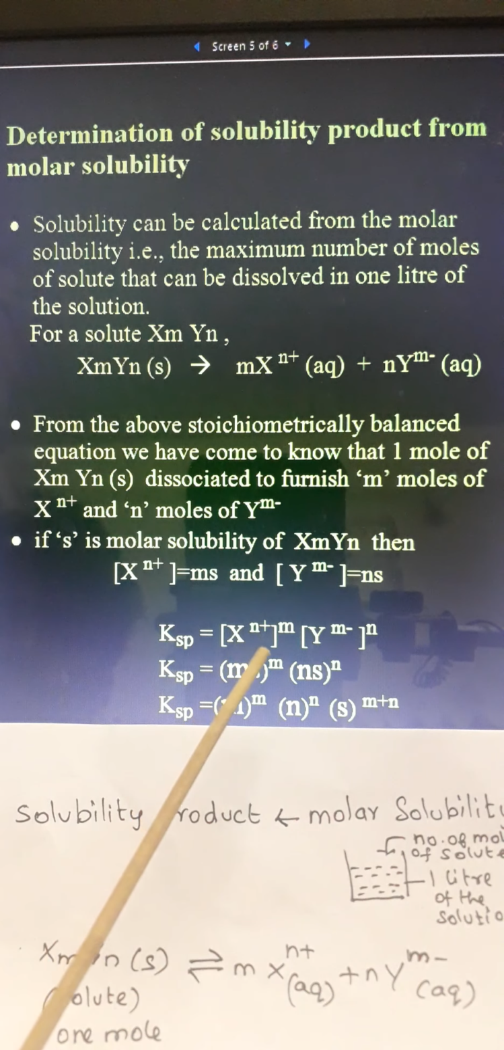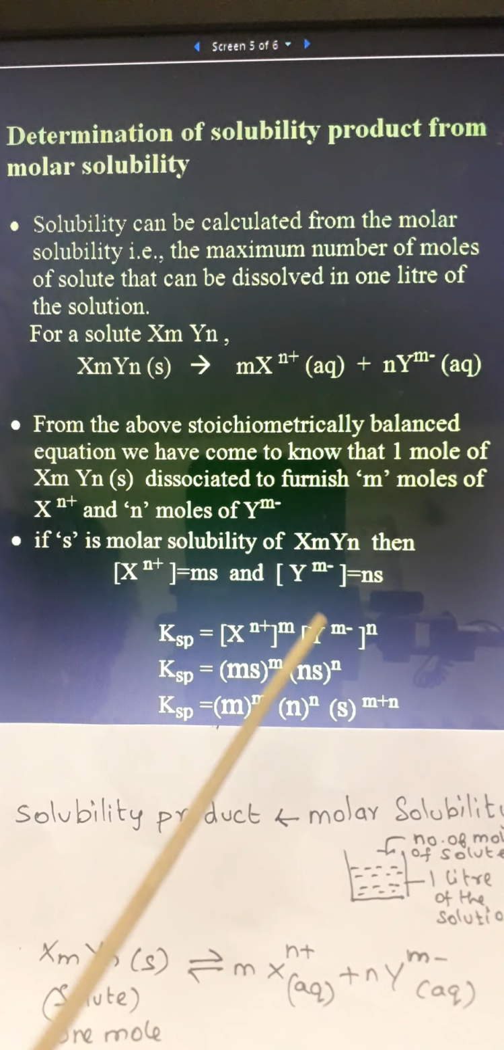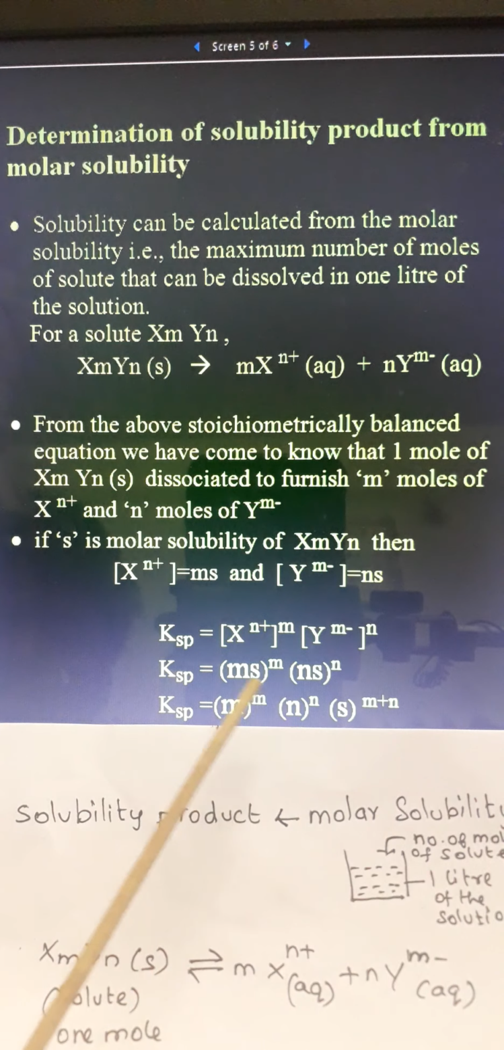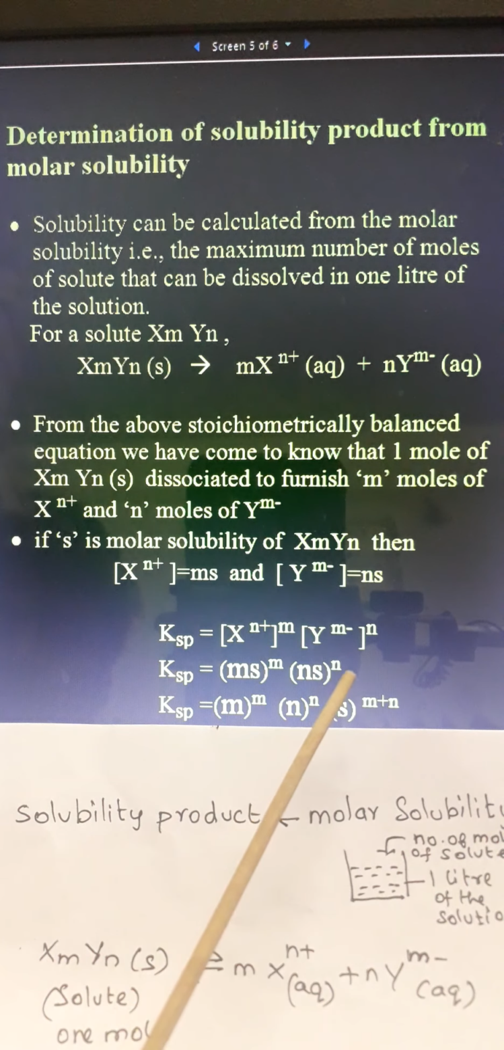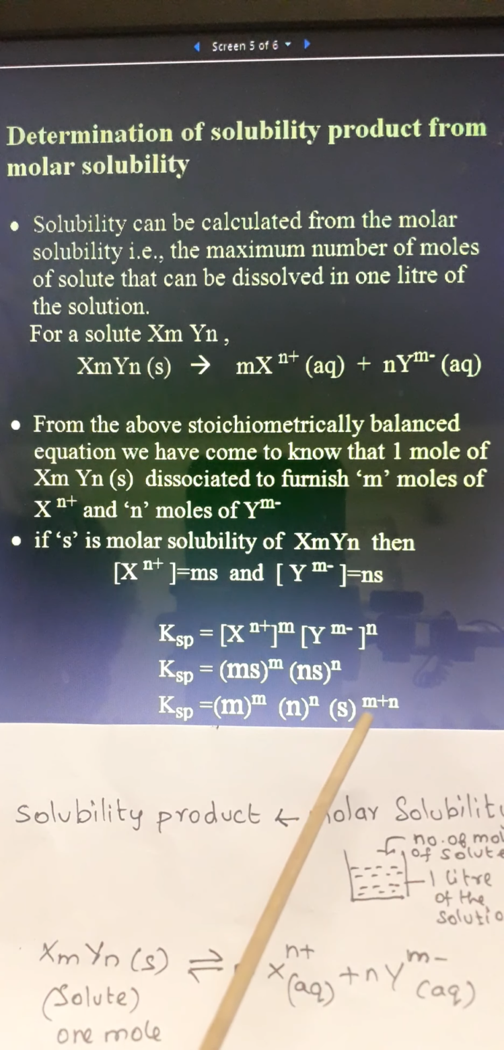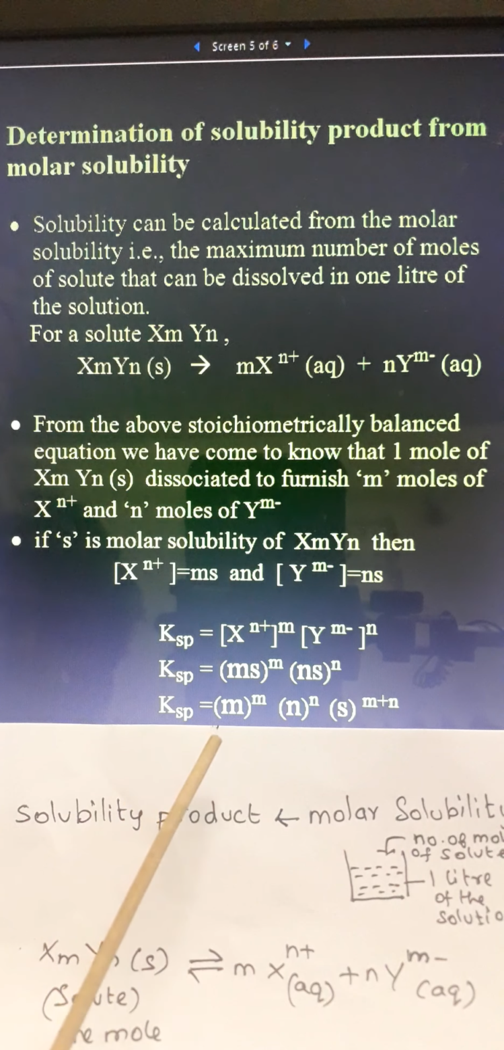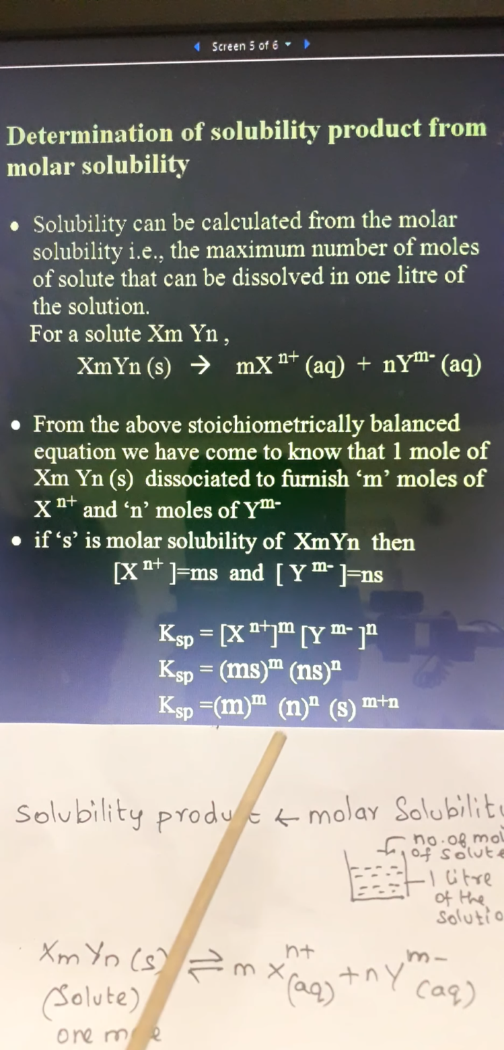Then X^n+ is replaced by mS and Y^m- is replaced by nS. S is common for both: S to the power m, S to the power n, so S to the power m plus n. Solubility product Ksp is equal to m^m n^n S^(m+n).